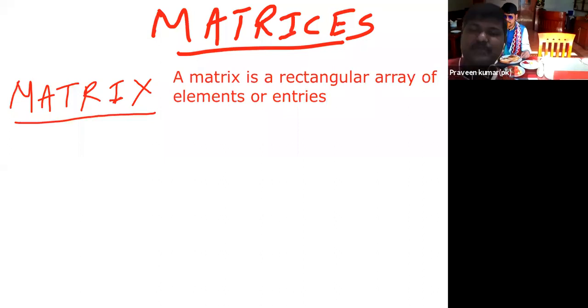First, write the definition. We'll discuss examples and everything completely. The definition of a matrix is a rectangular array of elements or entries.